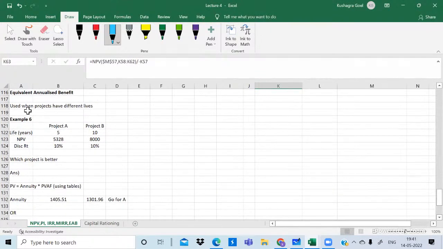So this is used when projects have different lives. So one project has a life of 5 years, another one has 10 years. I cannot directly compare them. So I use this concept of equivalent annualized benefit. So we'll cover that.